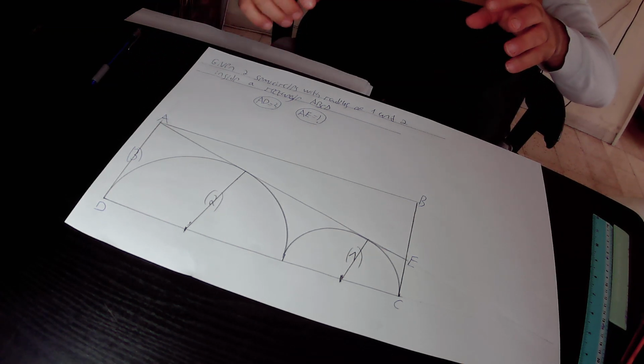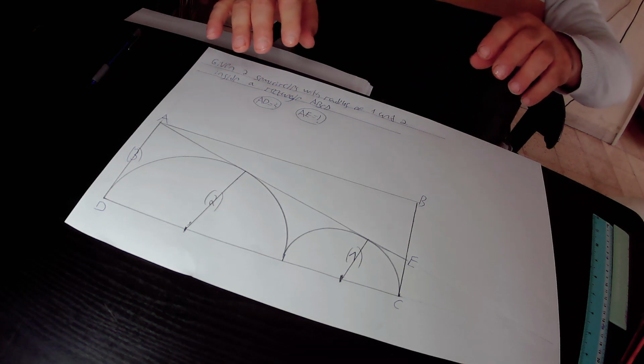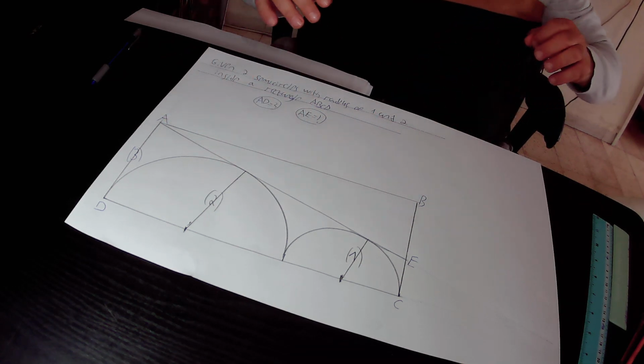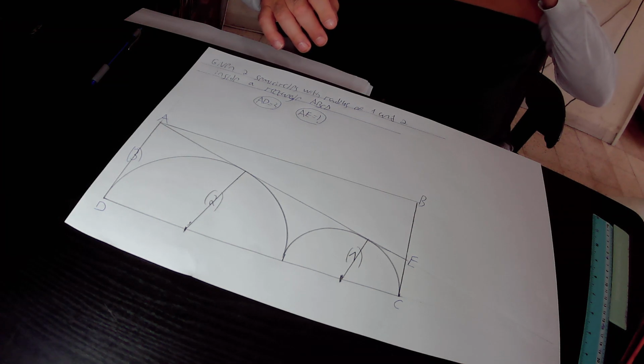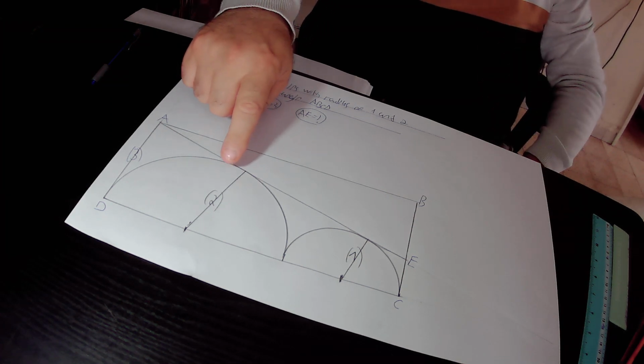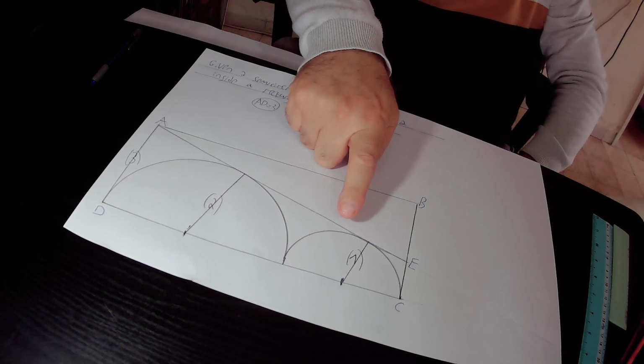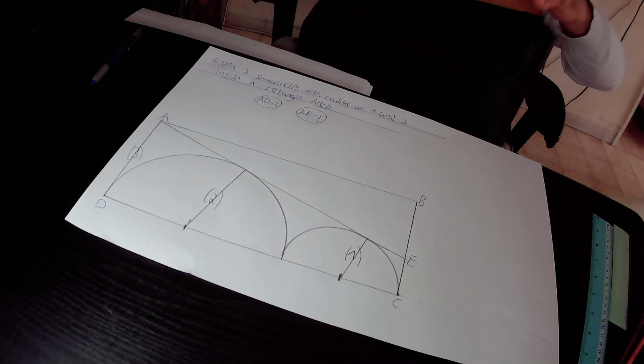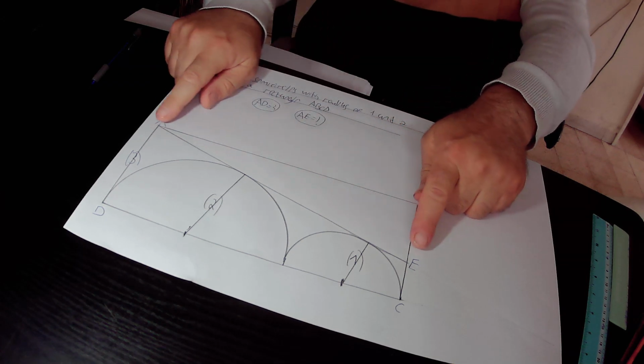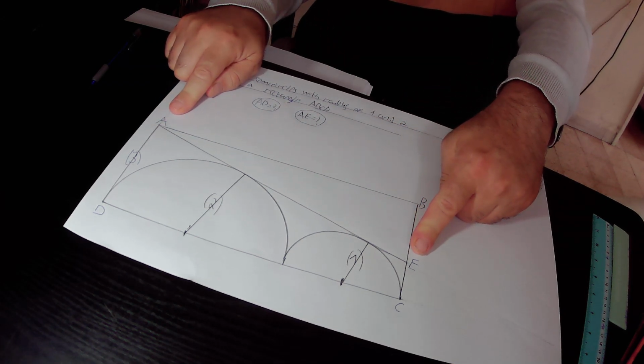In addition, we know that inside this rectangle we have those two semicircles. The radius of this big semicircle is 2 units, the radius of this small semicircle is 1 unit. Again, our mission is to find out the length of this line segment AE.